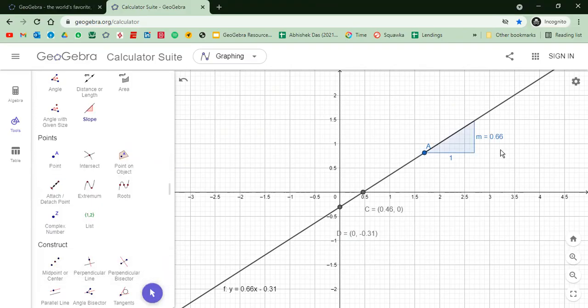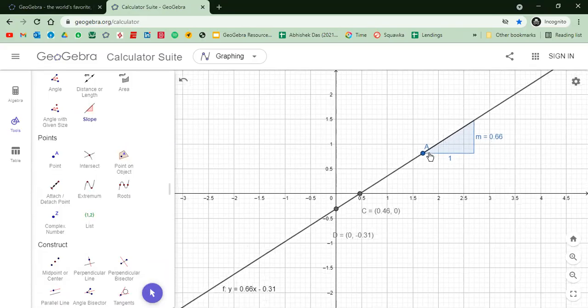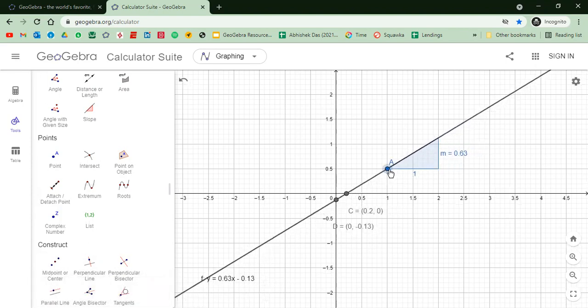Now check this out. As I bring this A point, let me bring it over here. So as the x increases by 1 unit, you can see x increases by 1 unit from 1 to 2. The height or the y increases by 0.63.